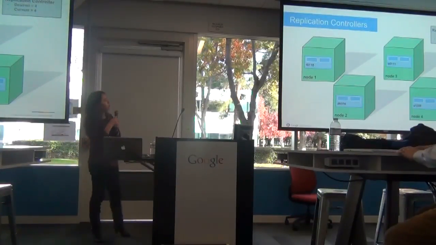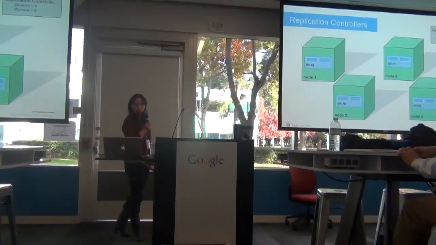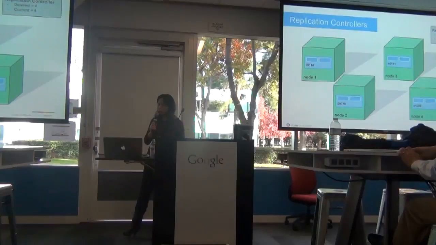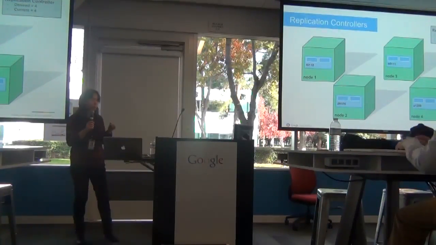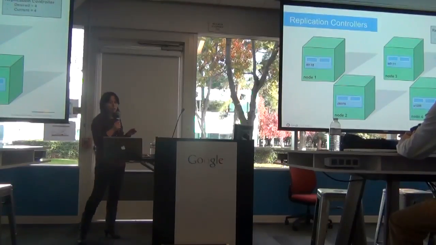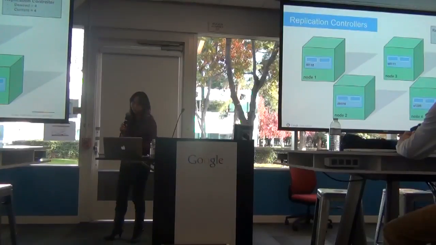Okay, here is one simple example. I have a 4-node cluster, and each node has one pod instance running, because I have the desired state: the number of replicas is 4, and my current state is 4. So I match my desired state, so do nothing.